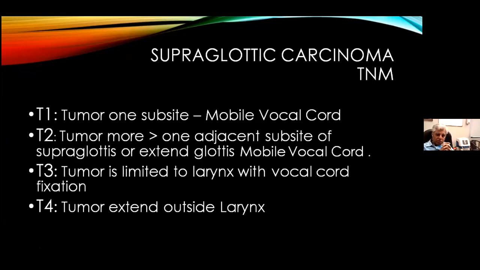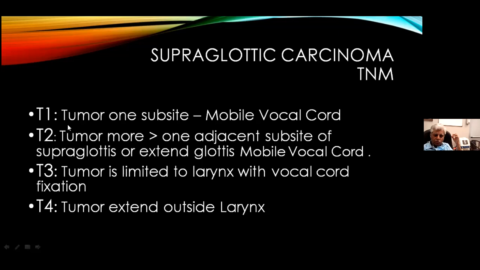So T1 is just one subsite. T2 is more than one subsite of the supraglottic region. That is, it is not only involving the epiglottis, it may be involving the epiglottic fold. Or if the tumor is involving one side of the supraglottic and is also involving the vocal cord, so any tumor which is involving the supraglottic and glottic becomes T2. Okay, and T3, regardless of which site is involved, if the vocal cord is fixed, then it is straight away T3, simple. And T4 you can only diagnose radiologically if it has gone outside the larynx. So vocal cord fixed is T3, T4 it has gone beyond the larynx.